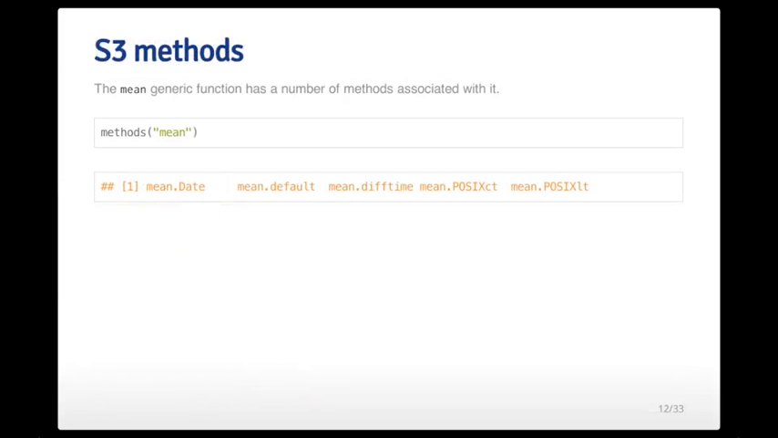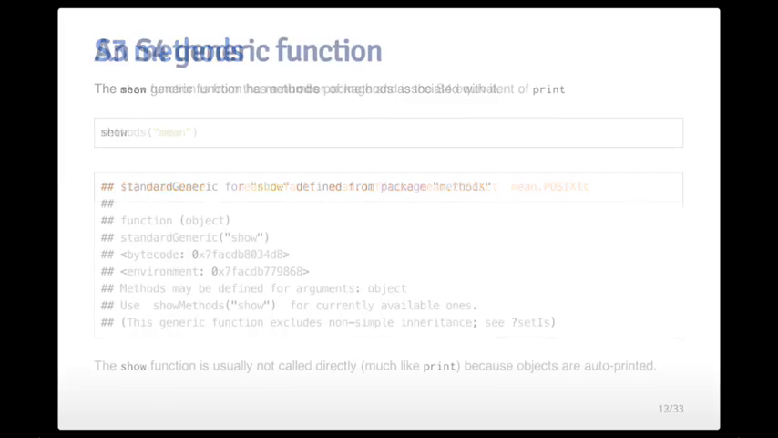You can see what methods are available for the mean generic function by calling the methods function. You can see there's a mean function for dates. There's a default method, and there's one for difftime, POSIXct, and POSIXlt. Now, as you load packages into the R environment, those packages may add methods for the mean. So as you load packages throughout your work in R, this set of methods available to the mean function may change over time. This list can grow as you add more packages.